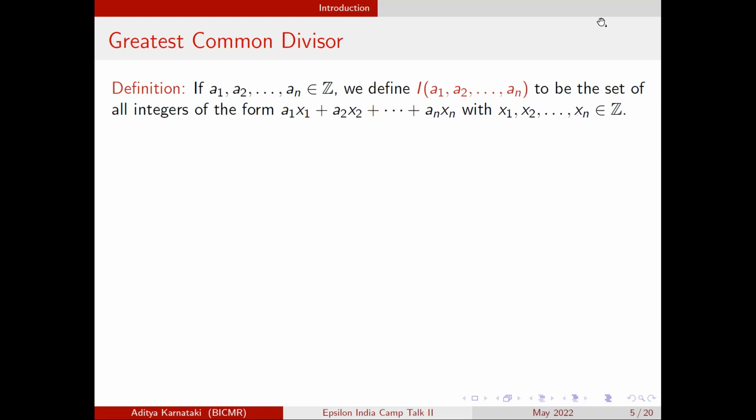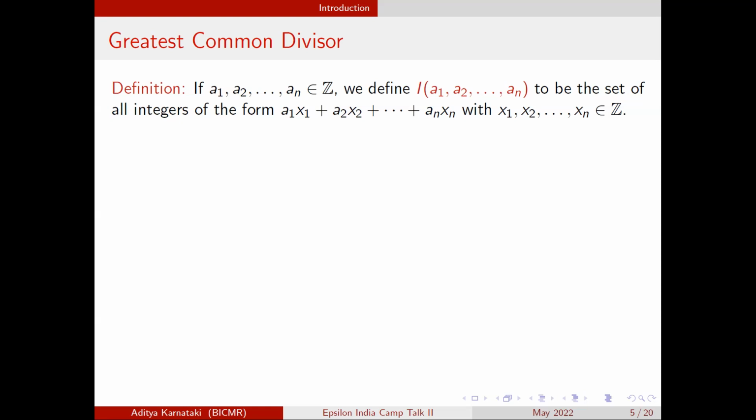Yes, Siddharth. Is this a definition of greatest common factor? No, I'm coming to that. This is the beginning for that. Okay, so this is called the ideal generated by a1, a2, an, but I don't want to tell you all these things right now. But yeah, this is not the greatest common factor right now, but we'll come to that.